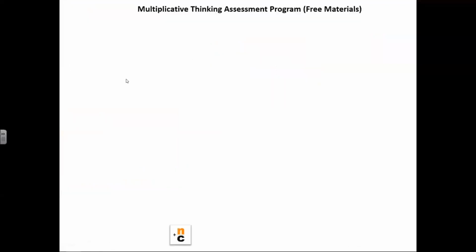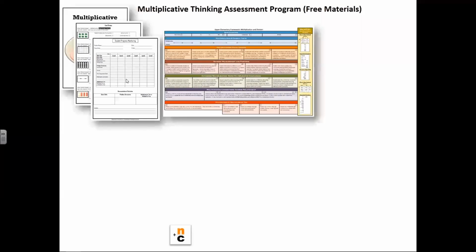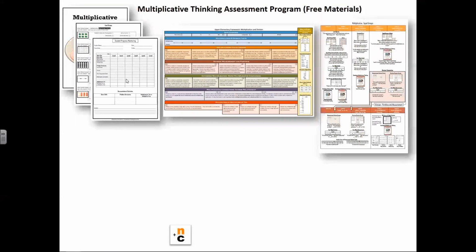Okay, so now we're going to go through all the things that you'll be receiving today for free, and then I'll show you guys where you can go to get these materials, okay? So you'll get the multiplicative thinking assessment, which is a very important piece because everything is centered around the data that comes from that, right? You'll get the multiplicative thinking framework, which you'll use to map out their thinking, and then you'll use that framework to choose the order in which you're going to teach things.